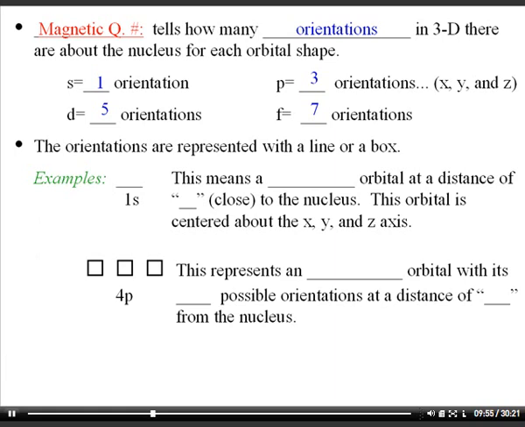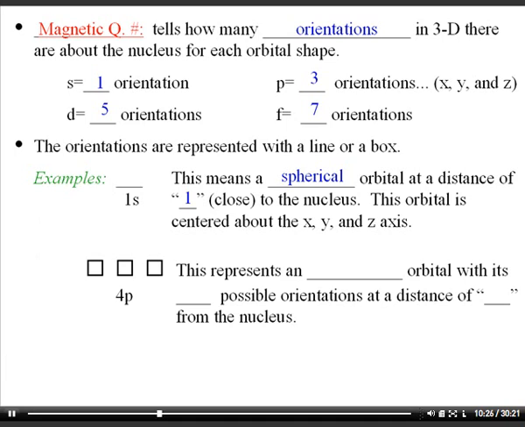Now these orientations, since it's very complicated to draw, we simplify it with a line or a box. So your textbook, I believe, uses a box, and it's a little easier just to use a line. So if you were to look at the address of an electron right now, we have 4 total pieces of the address, and I've introduced 3 of them. The number 1 that you see on the page would represent the distance, and the S would represent the shape of the cloud, which is a sphere, and the single line tells you that there's only one way to line it up.